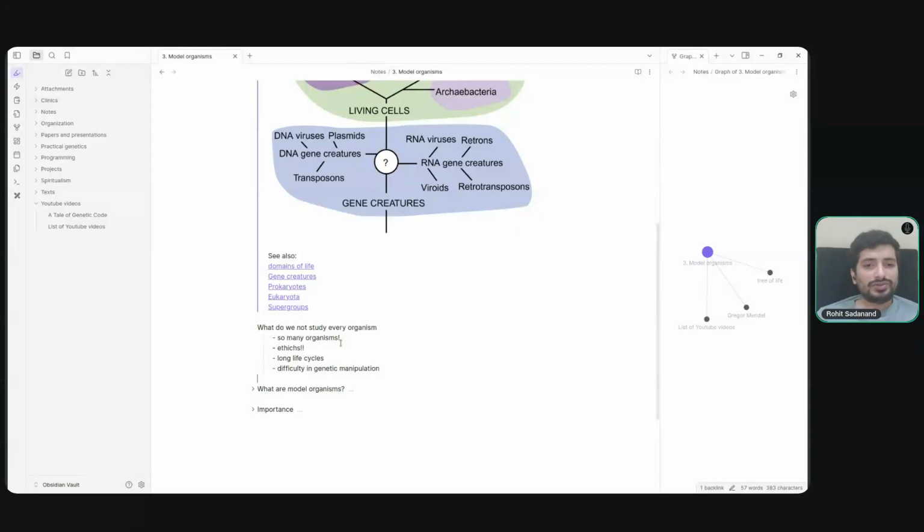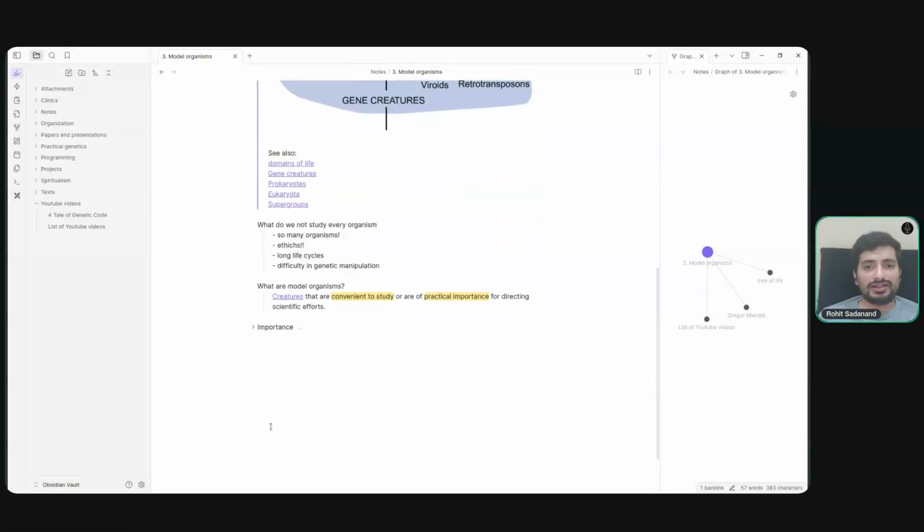But now that we know why we cannot study every organism, let us just see what model organisms actually are. So nothing but creatures that are easy to study and they can be of practical importance in whatever we are actually trying to achieve. So basically, the fact that we are using another organism to study something means that we are not able to study the actual organism that we are interested in, and that is why it has to be of practical importance that whatever we are able to learn from this, we can apply it to the organism that we are actually interested in as well.